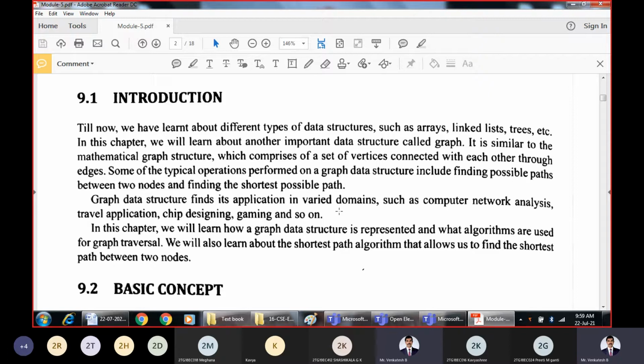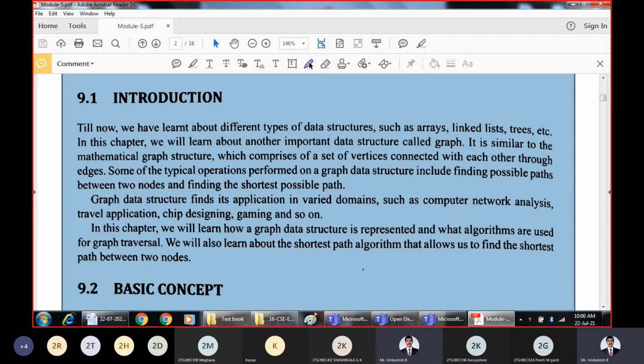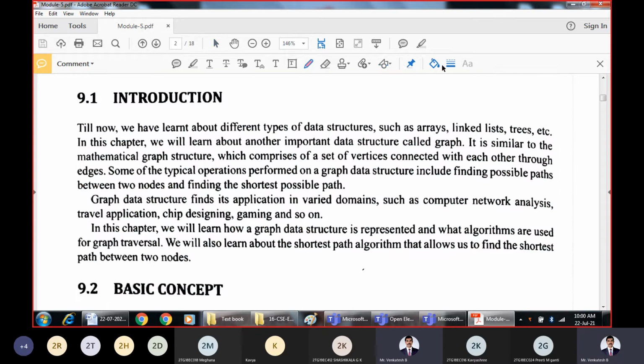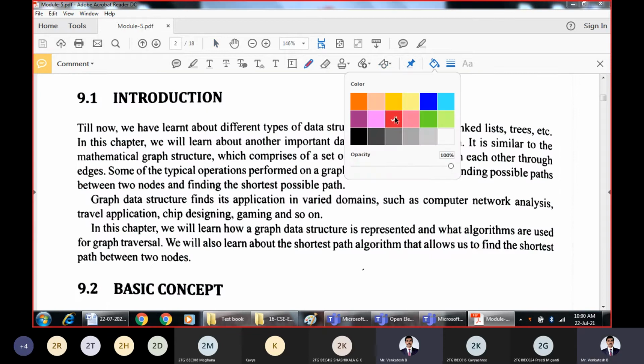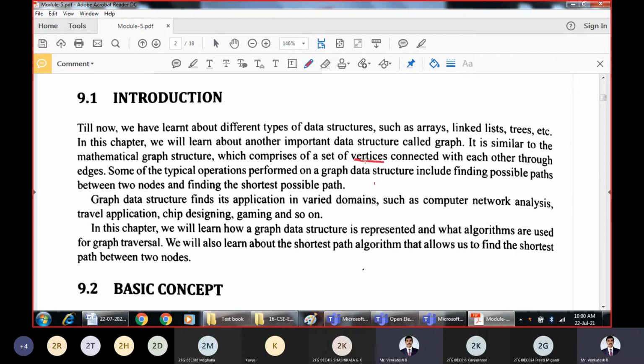Basically, what does a graph consist of? It consists of some nodes and some edges, and the combination of the nodes and edges is termed a graph. Technically, those nodes we call vertices. Vertices are nothing but the nodes of the graph.